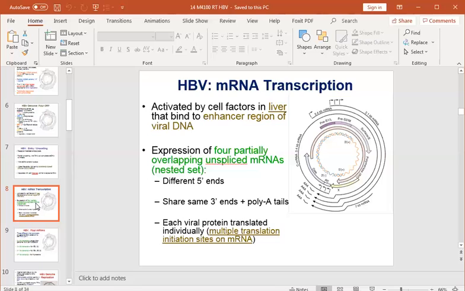This is called a nested set. We do not have any splicing of it. These 4 partially overlapping mRNAs all have different 5' ends, but they share the same, common 3' ends, as well as poly A tails. Due to the presence of multiple translation initiation sites on these 4 partially overlapping mRNAs, each viral protein will be translated individually.